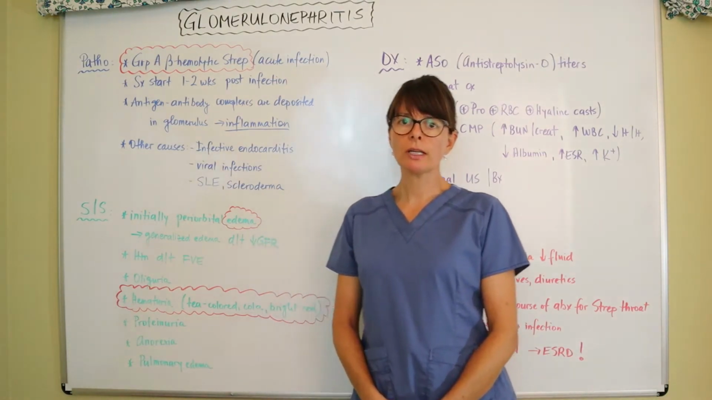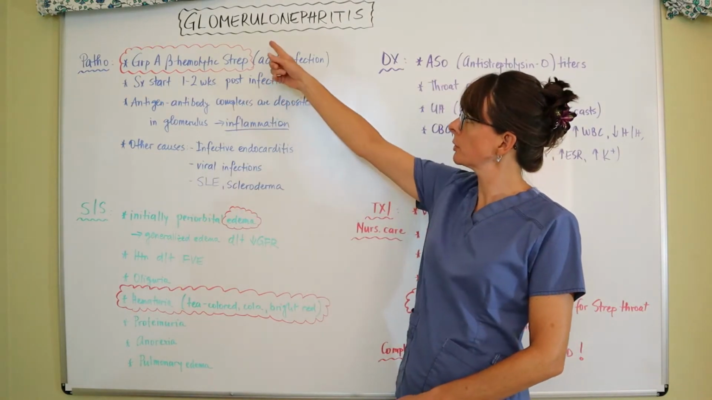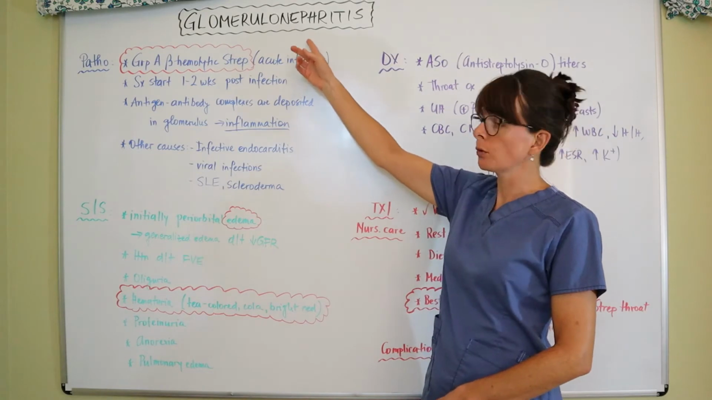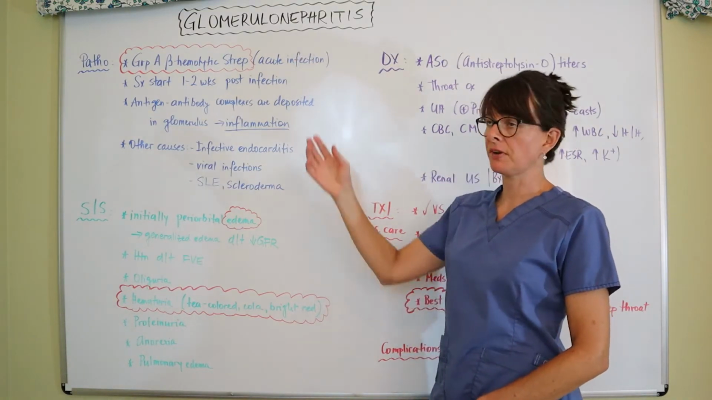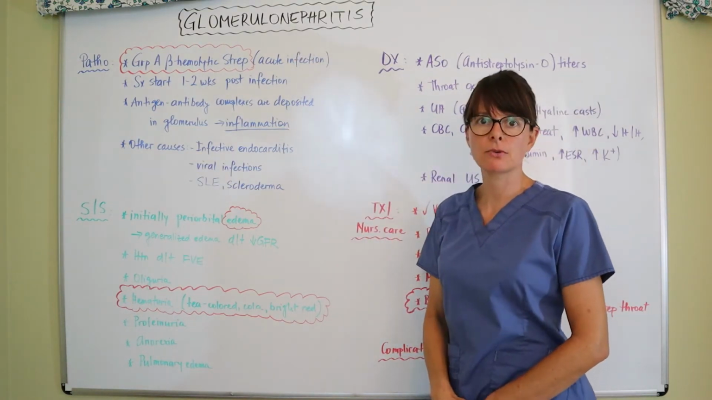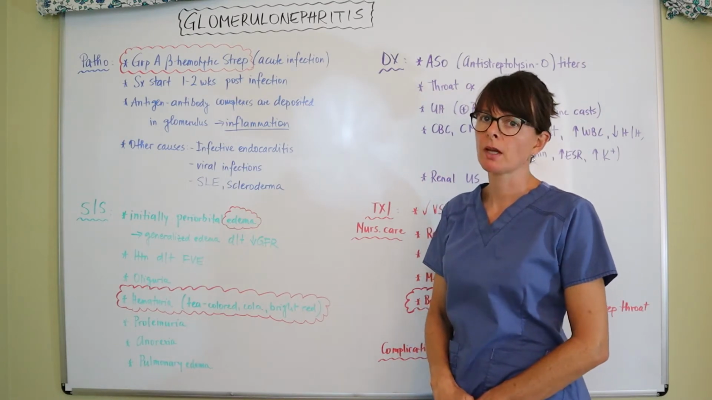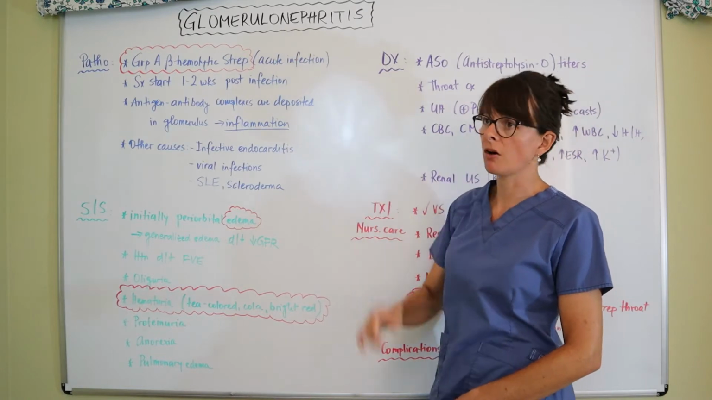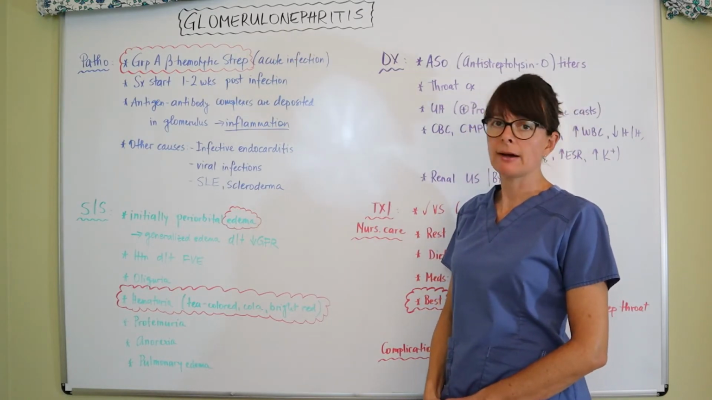Glomerulonephritis. If we look at the word again, glomerular pertains to the glomerulus of the kidney, nephro refers to the kidney itself, and then itis is inflammation or infection. So this pertains to inflammation of the glomerulus of the kidney. Let's look at how this happens.